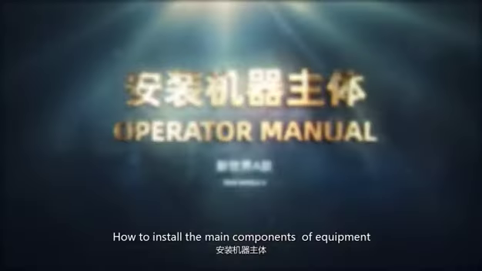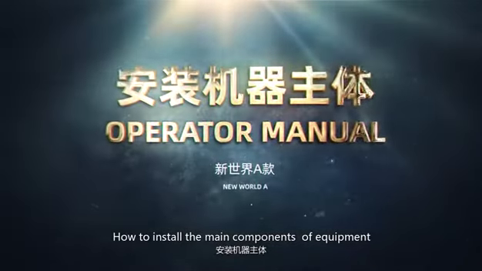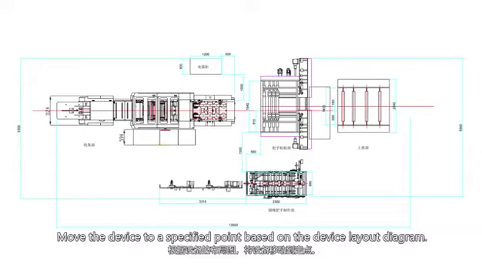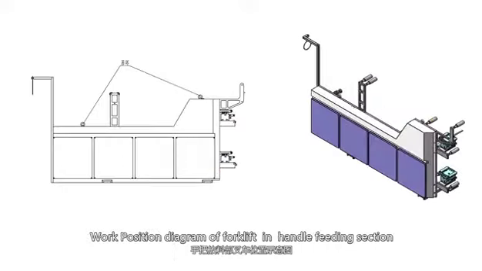How to install the main components of equipment. Move the device to a specified point based on the device layout diagram. Work position diagram of the forklift in unwinding section. Work position diagram of forklift in handle feeding section.